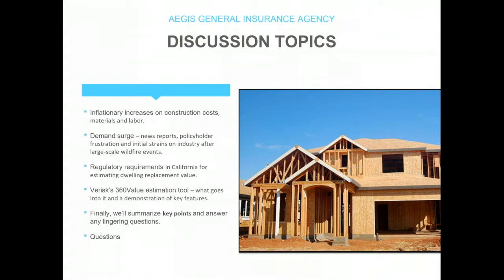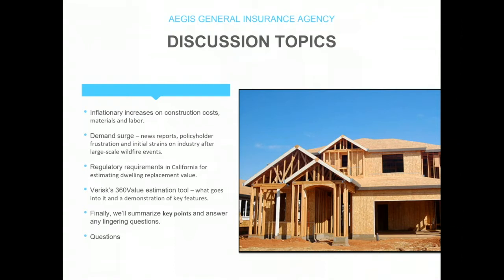Some of the discussion topics we're going to have today: we're going to talk about inflationary increases on construction costs, materials, and labor. We're going to look at demand surge, show you some news reports, policyholder frustration, which we understand, and initial strains on the industry after large-scale wildfire events, which is an interesting time to be talking about it because there is a very large wildfire or two up in Northern California right now that I'm sure you guys are aware of.